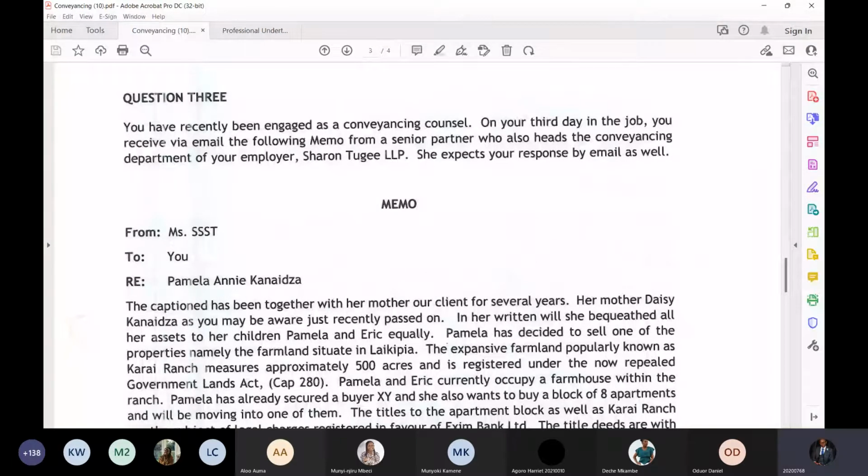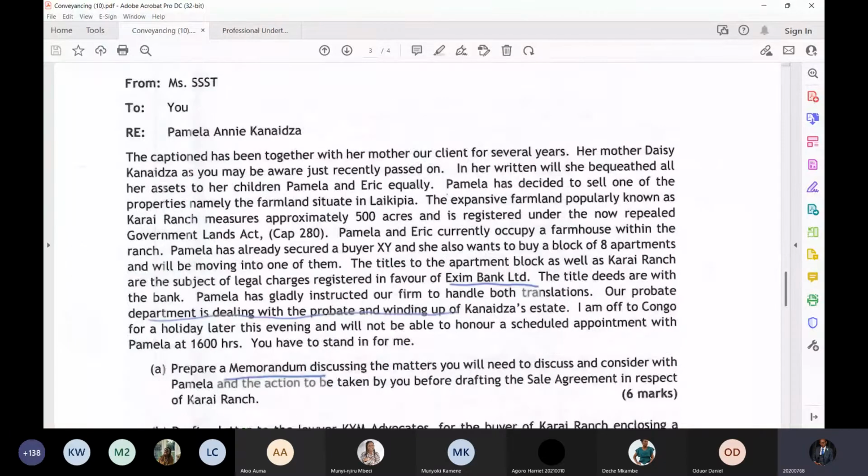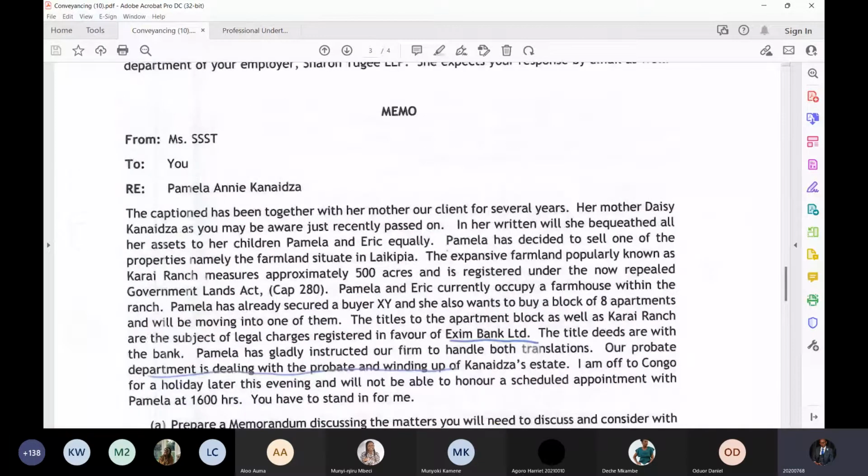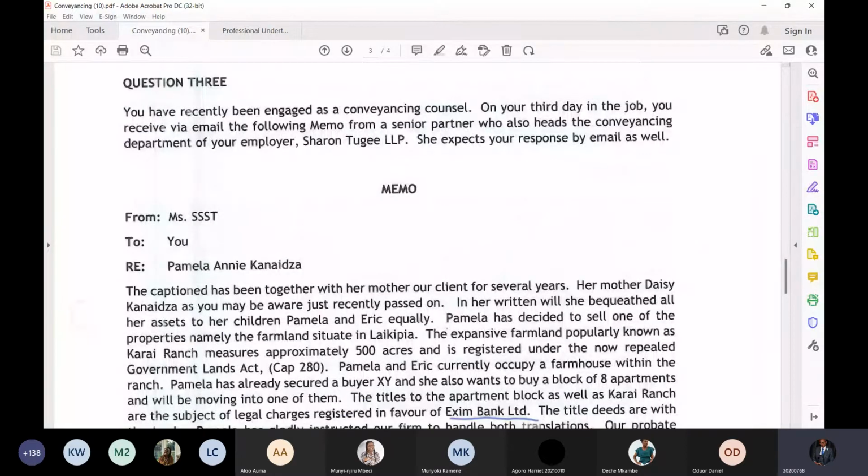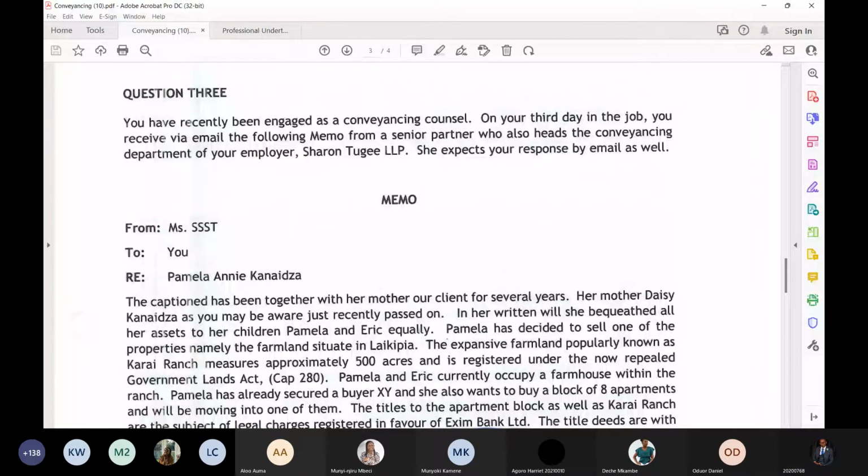So guys, do you go to number 3? Let's go to number 3 quickly and see if we can finish this paper. Number 3, what does it say? Somebody read quickly and then now we proceed to answer it.